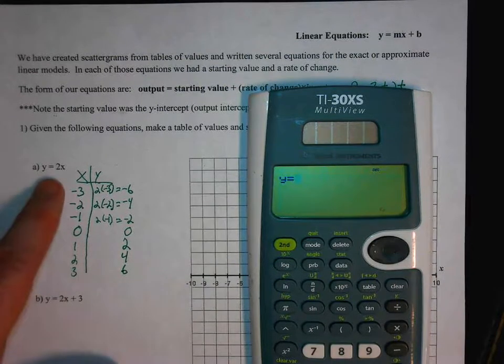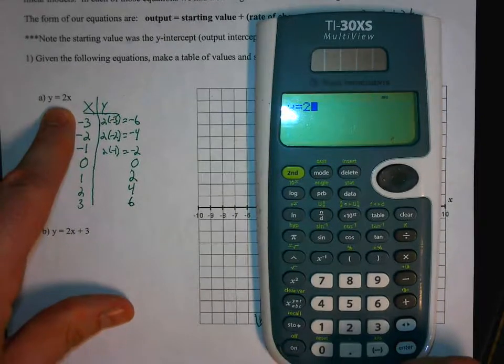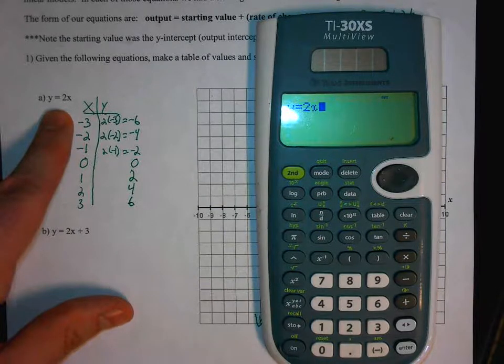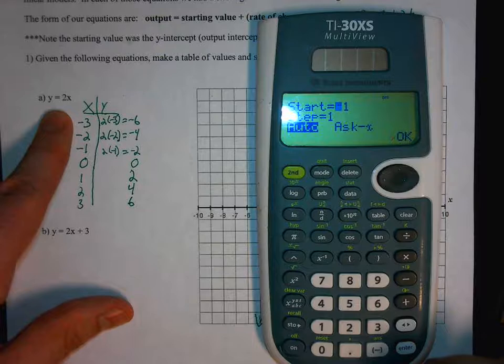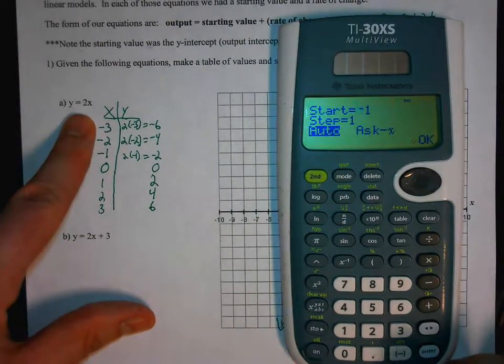So if we want to graph y equals 2x, we'd have y equals 2, and then the x variable key, let me slide up here. The x variable key is right here. Okay, so we'll press 2 times x. Okay, and then we'll press enter. And then what'll pop up is your table settings.